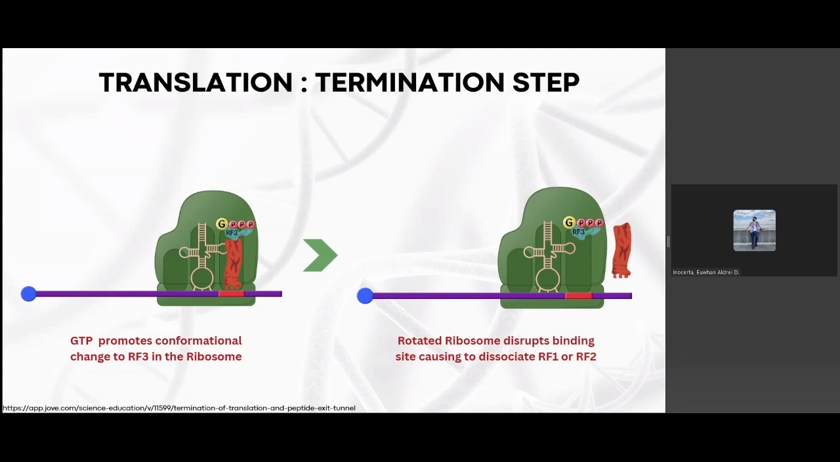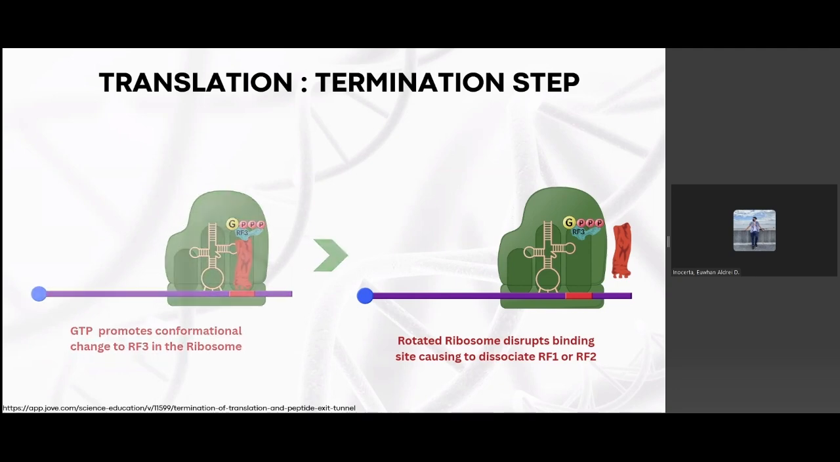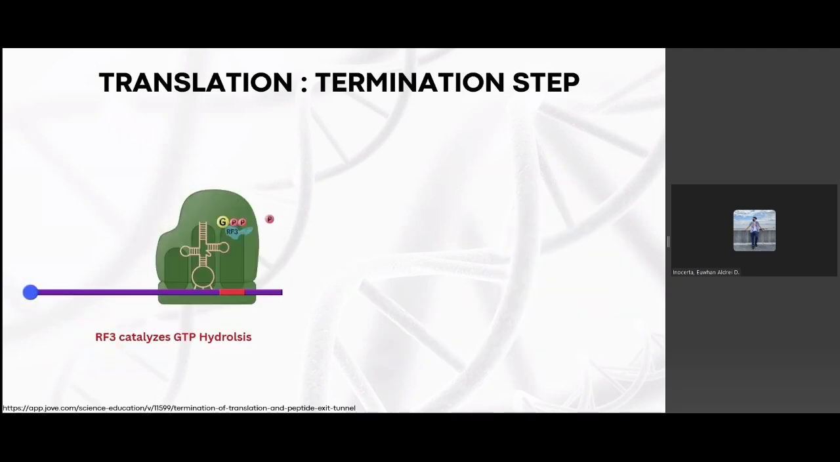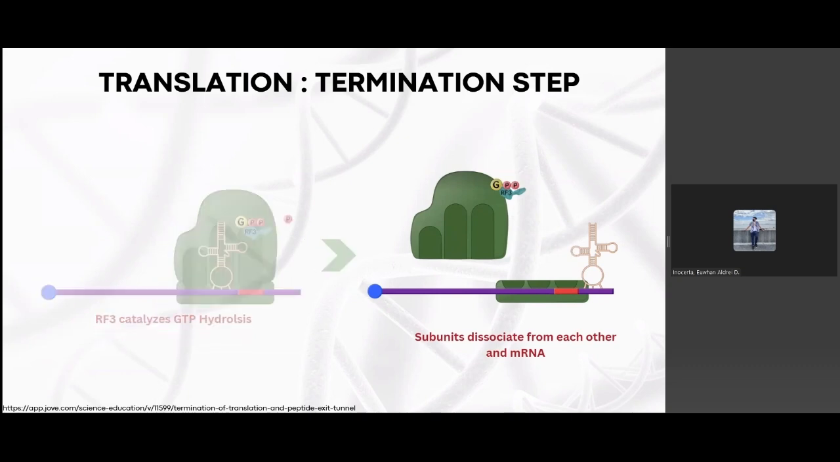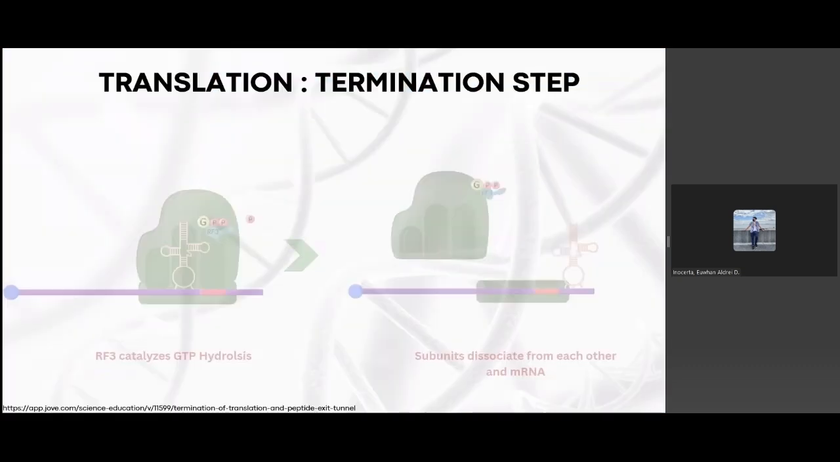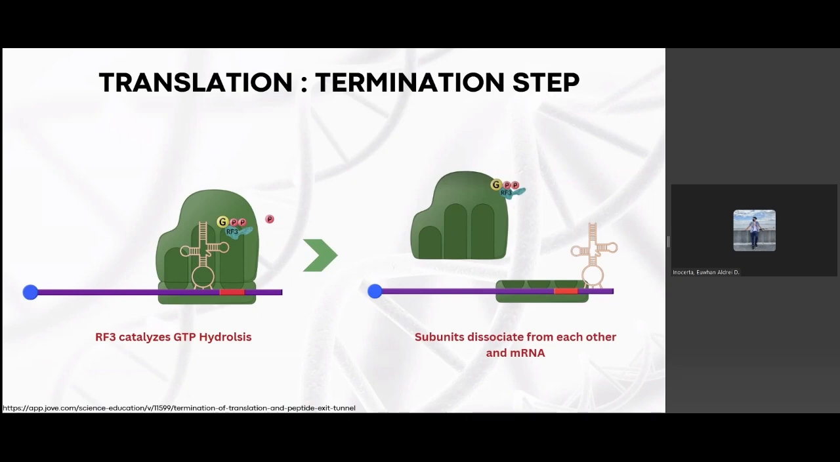So after the dissociation, RF3 catalyzes GTP hydrolysis, undergoing a conformational change back to its inactive form, acting like a switch or lever. This will eventually allow the subunits to dissociate from each other and the mRNA. After disassembling, the ribosomal units can bind to an initiator tRNA and repeat the process again, back to the initiation step. And the whole process will be repeated.